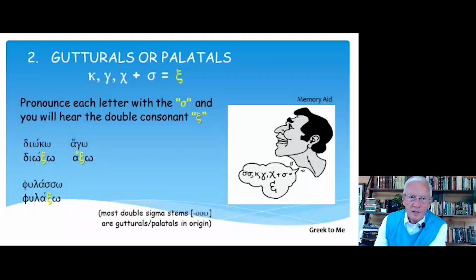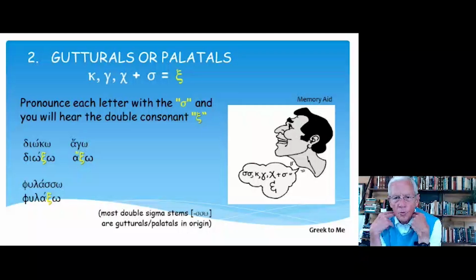Another group of consonants here. These are called gutturals or palatals, and these are said in your throat. Gutturals. Say those letters together and feel in your throat where the action is happening. Kappa, gamma, and chi.